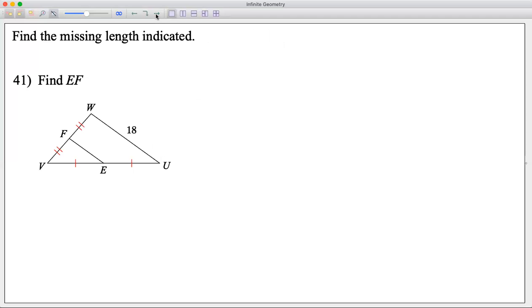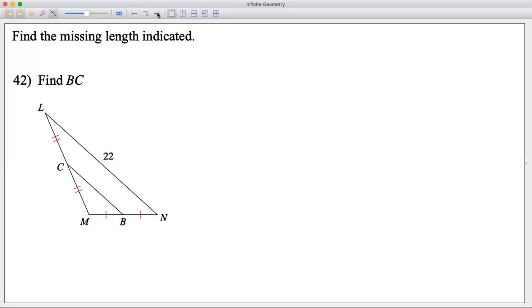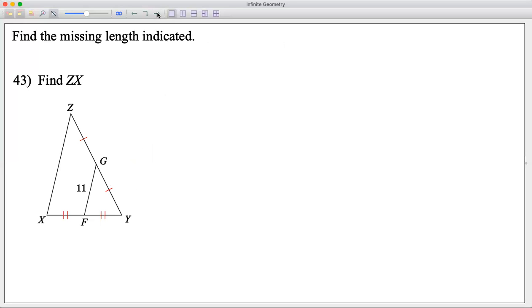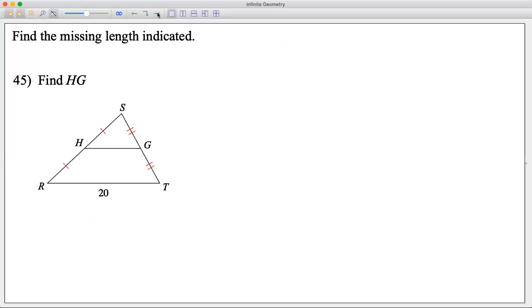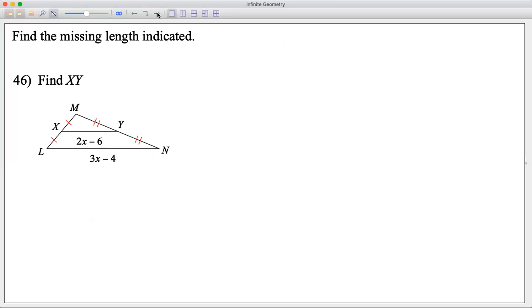All right. How do we do these? EF is 9. Okay. Remember that the median of a triangle is equal to 1/2 of its opposite base, or the base that's parallel to it. All right. Pretty easy. These make it more challenging once again if I add variables. All right.